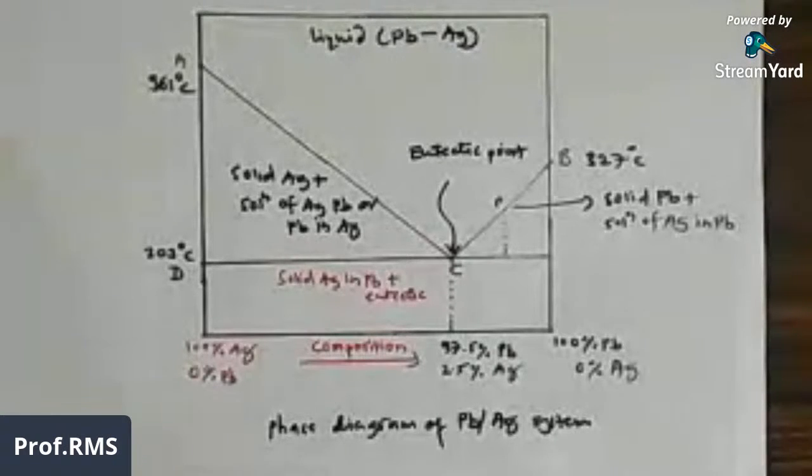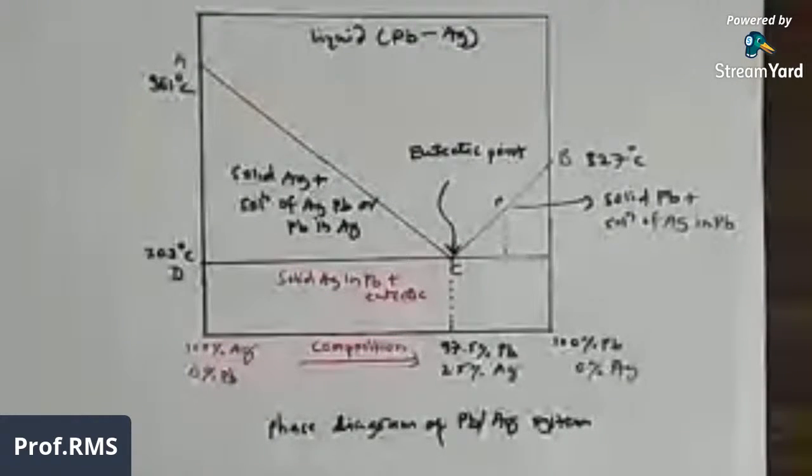So what is the actual difference between a two component system and a one component system? Let me explain it through the phase rule. What is our phase rule? F is equal to C minus P plus 2. That is our phase rule.